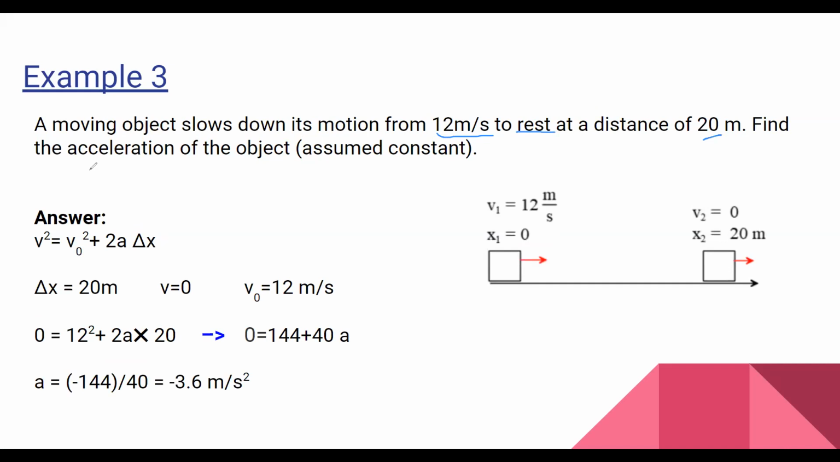So here we know delta x is 20, V final is 0, and V initial is 12 meters per second. So you can plug this in, and then you get 0 equals 144 plus 40a, and then you just solve that equation for a, and you should get a is equal to -3.6 meters per second squared.